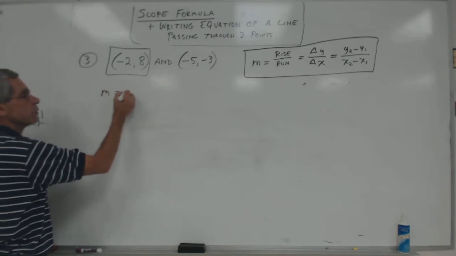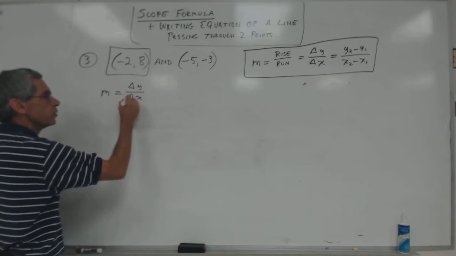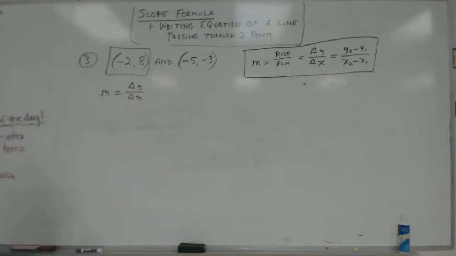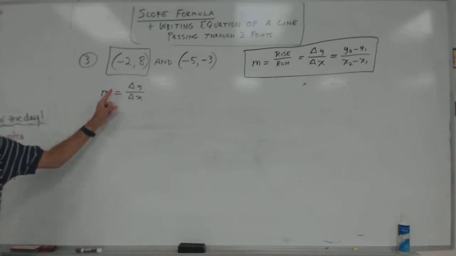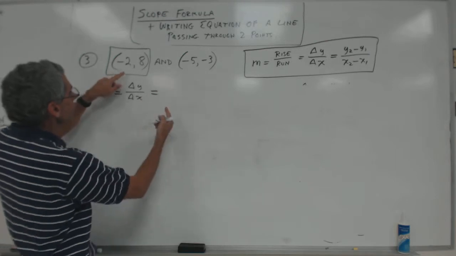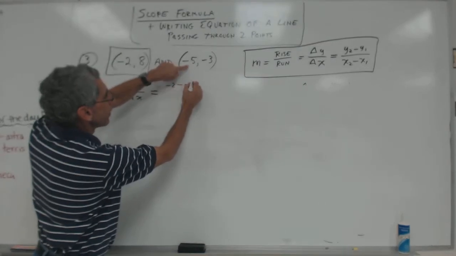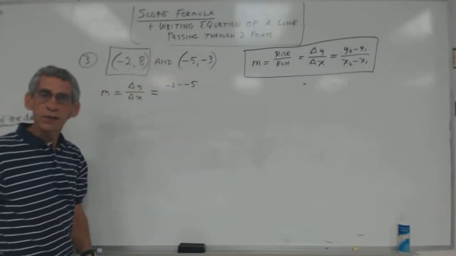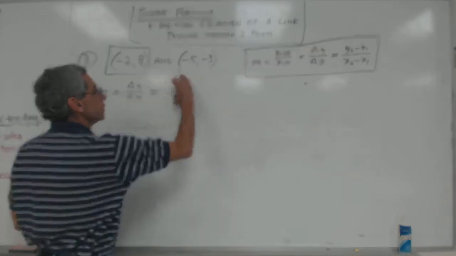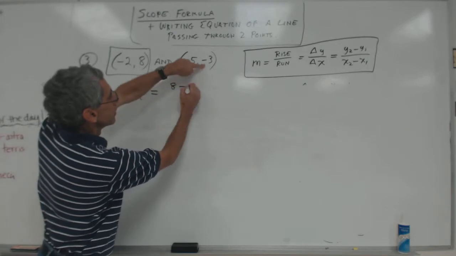M is equal to the change in y over the change in x. Do you know what most people do? Like I'll have 50% of the class do this. They will write this formula with the y on top. They will write this part right. And then they will proceed to put the x's on top. They'll say, oh, negative 2 minus negative 5, right? Wrong, right? You see that? You've got to start with the y's. Don't forget which one is which.